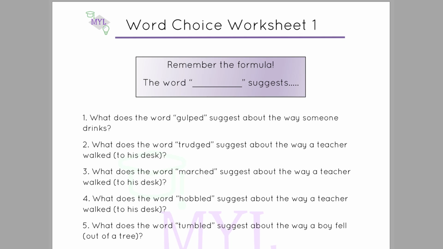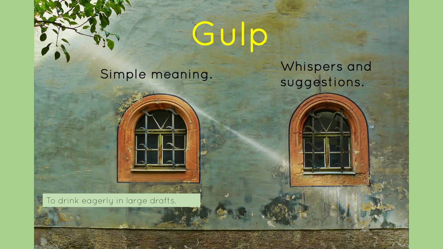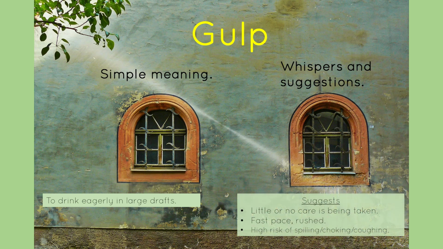Okay, moving straight on to question number 1. What does the word gulped suggest about the way someone drinks? Well, we look through our 2 windows. So the first window is our simple definition. We need to know what the word gulped means. In this case, it means to drink eagerly in large draughts. We've looked at this word before. What does it suggest about the way somebody is drinking? That they're not taking a lot of care, that they're drinking fast-paced, rushed, and there's a good chance they're going to spill or maybe cough or choke, something along those lines.